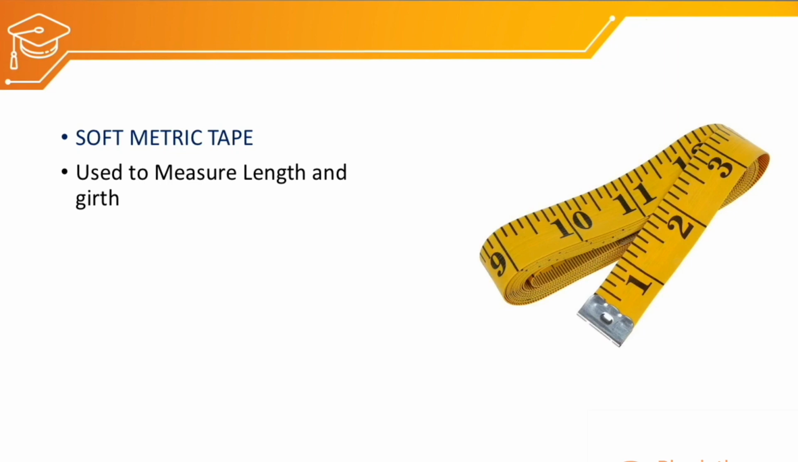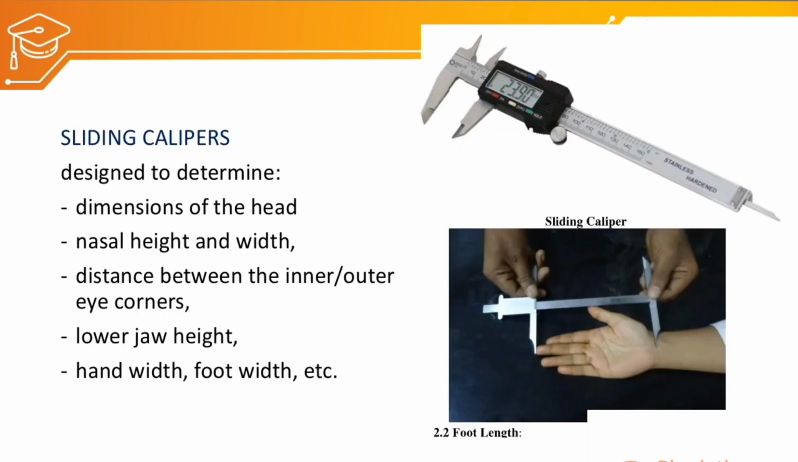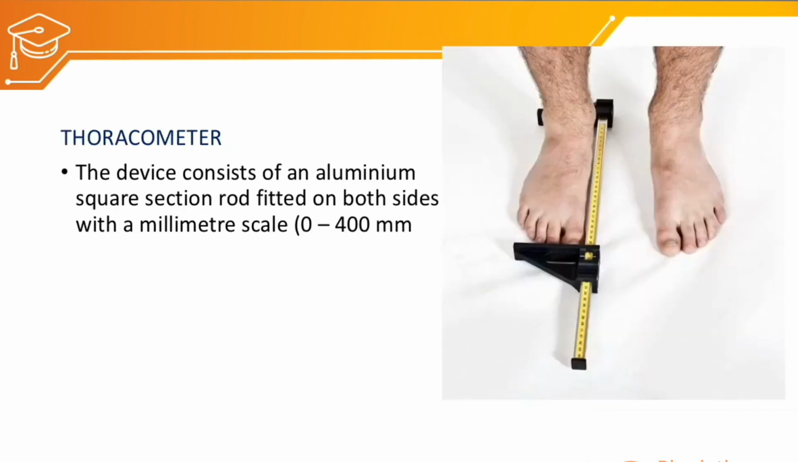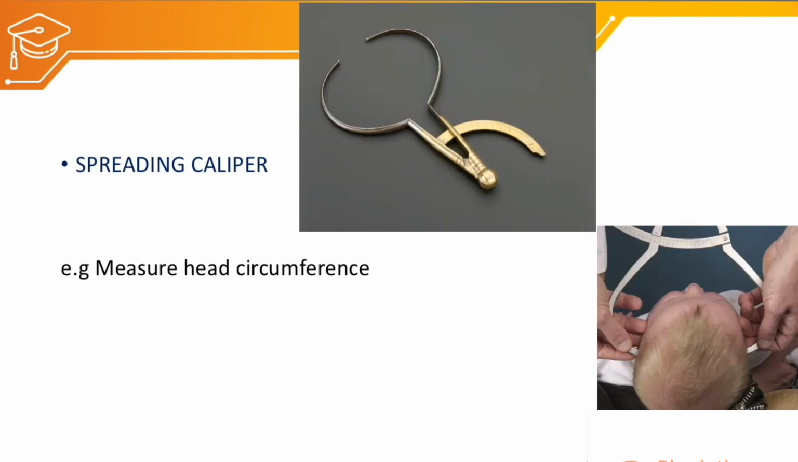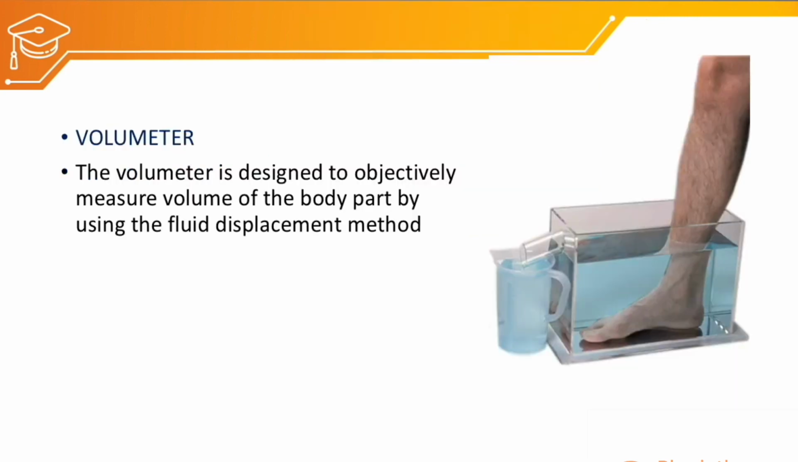the softmetric tape, which is specially used for measurement of the length and girth of the limbs; skin fold calipers as well as sliding calipers were also discussed, and one of these sliding calipers is also called the thoracometer, which is used for measurement of foot length or girth. We learned about the spreading calipers, which are mostly used for measurement of head circumference, and we discussed the volumeter, which is primarily used for girth measurement.